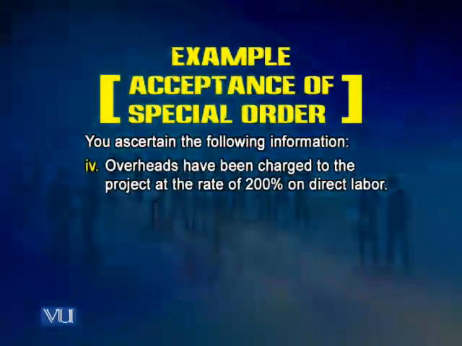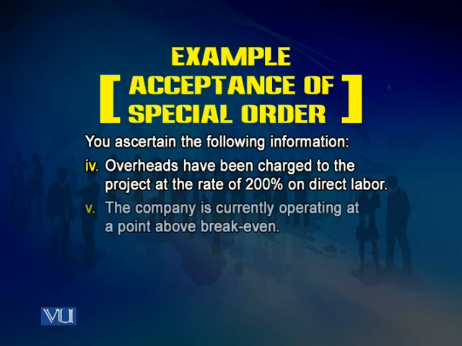Let's look at more information. Overheads have been charged to the project at the rate of 200% on direct labor. Again, there is a basis, and overheads have been charged on the basis of 200% of direct labor. The company is currently operating at a point above break-even. This is additional information, so you know the company is not loss-making. They are a profitable company.